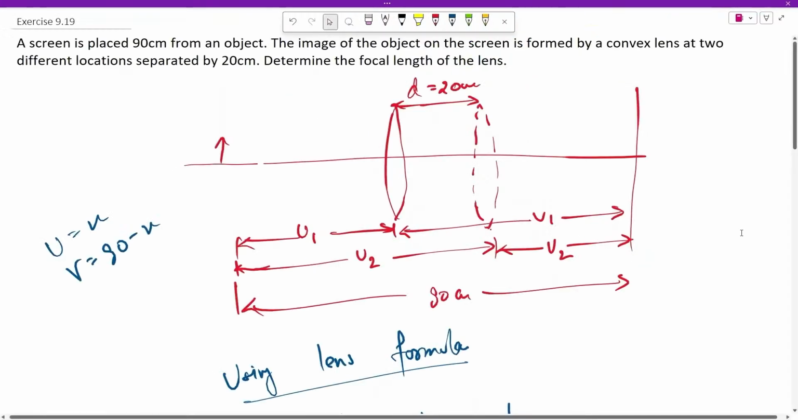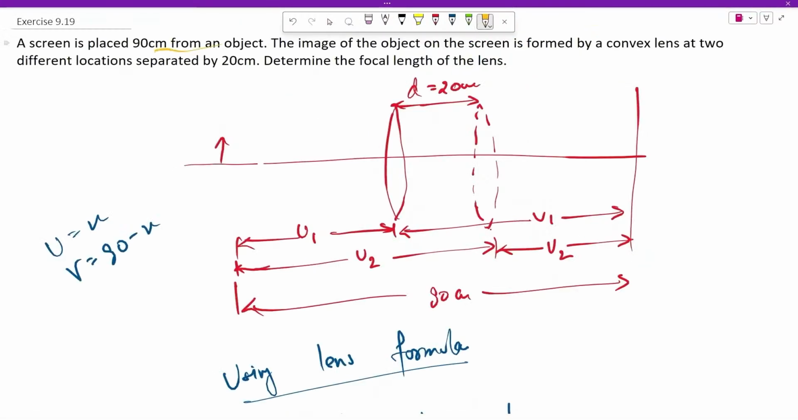The question says that a screen is placed 90 centimeter from an object. The image of the object on the screen is formed by a convex lens at two different locations separated by 20 centimeters. Determine the focal length of the lens.